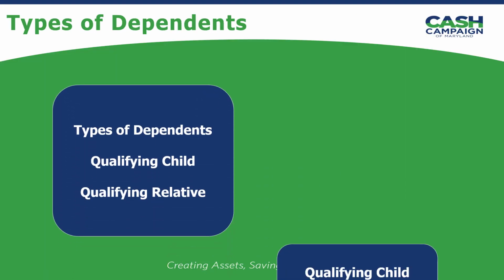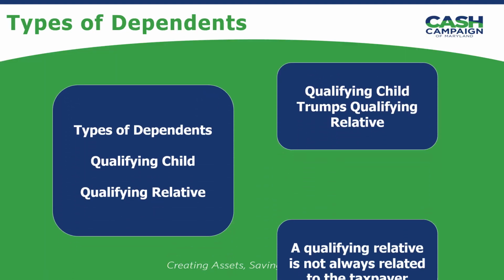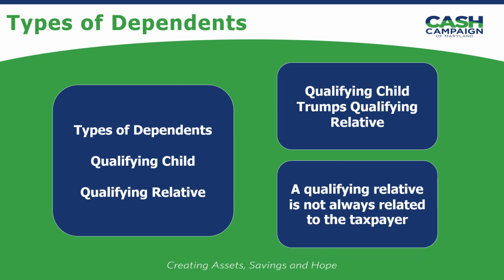There are two types of dependents, a qualifying child and a qualifying relative. Having a qualifying child on your tax return is generally more beneficial than having a qualifying relative due to credits such as the child tax credit and the earned income credit, but not everyone qualifies.